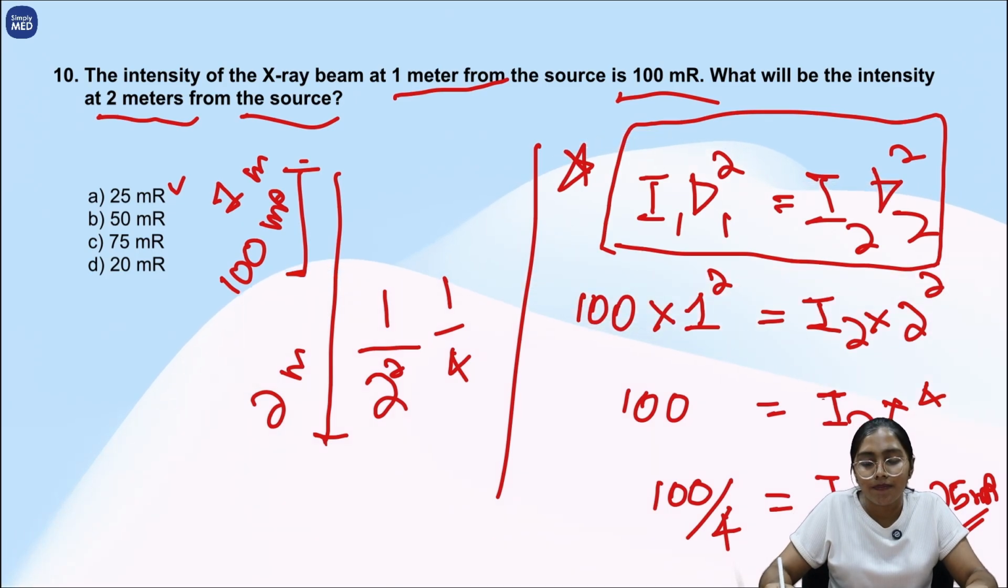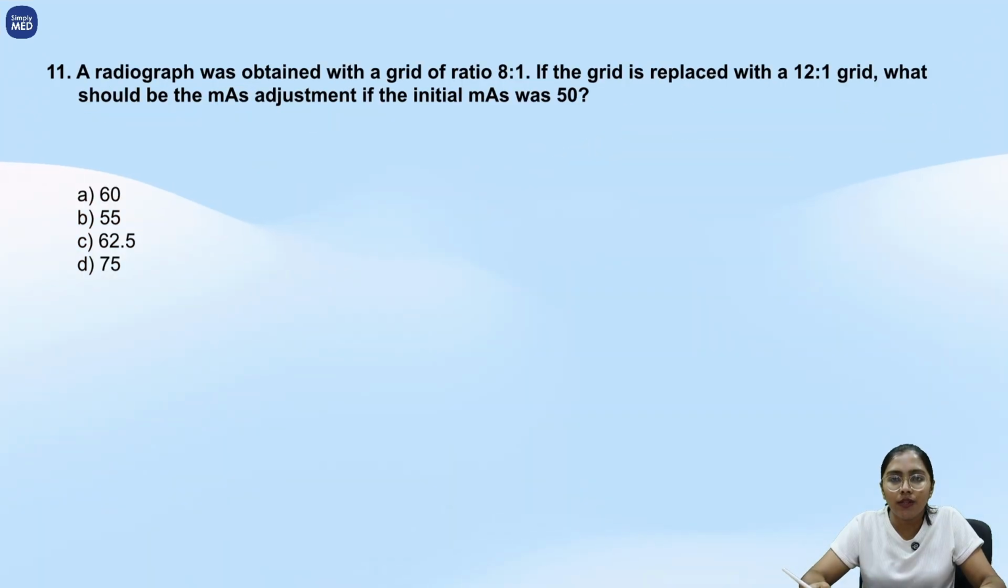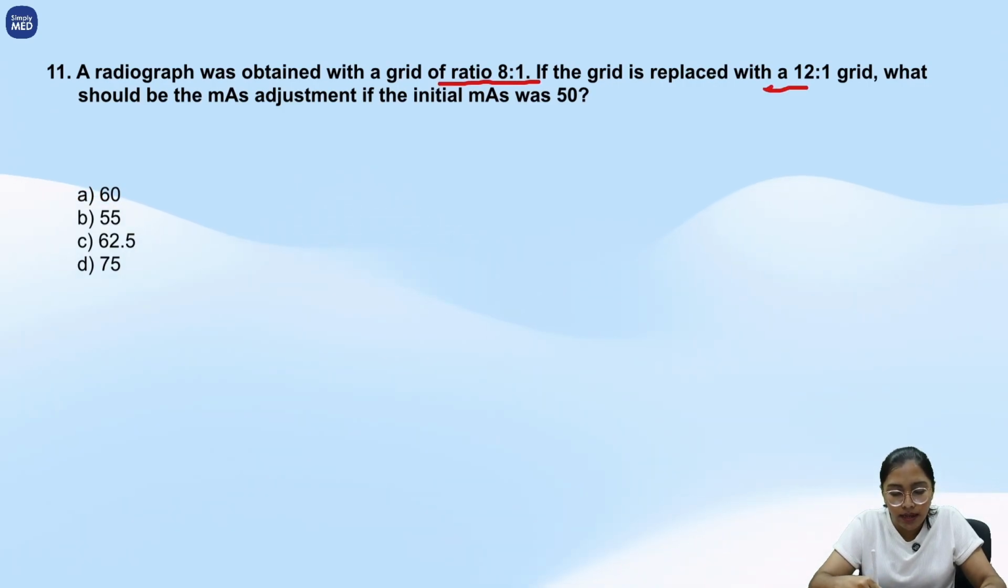Now let's move on to the next type of calculation question. A radiograph was obtained with a grid ratio of 8 is to 1. If the grid is replaced with a 12 is to 1 ratio grid, what should be the mAs adjustment? This one is related to our grid ratio calculation, the grid factor calculation.